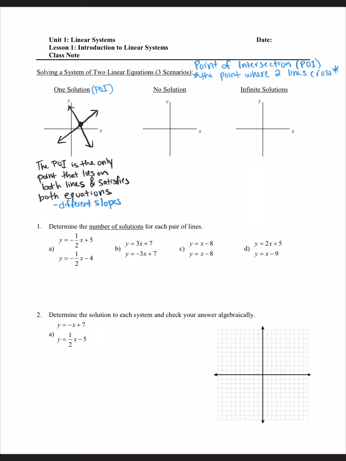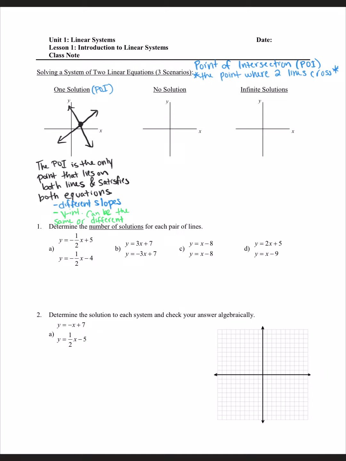But if the point of intersection happens to land right on the y-intercept, then they could possibly have the same y-intercept. So when there's one solution, we're just going to say that the y-intercept can be the same or different. So there's situations where the y-intercept would be different, and there's situations where the y-intercept might be the same. And so we'll continue to look at that.